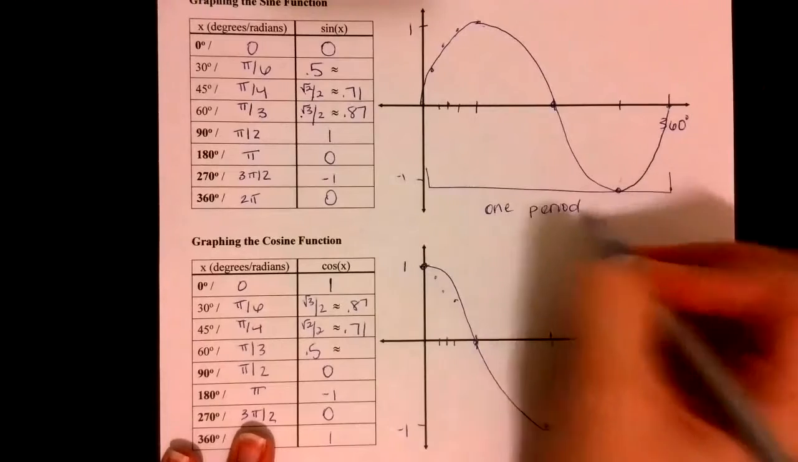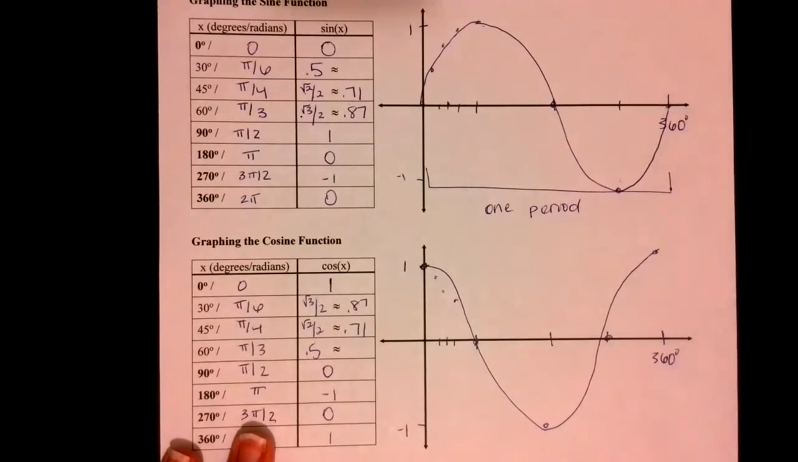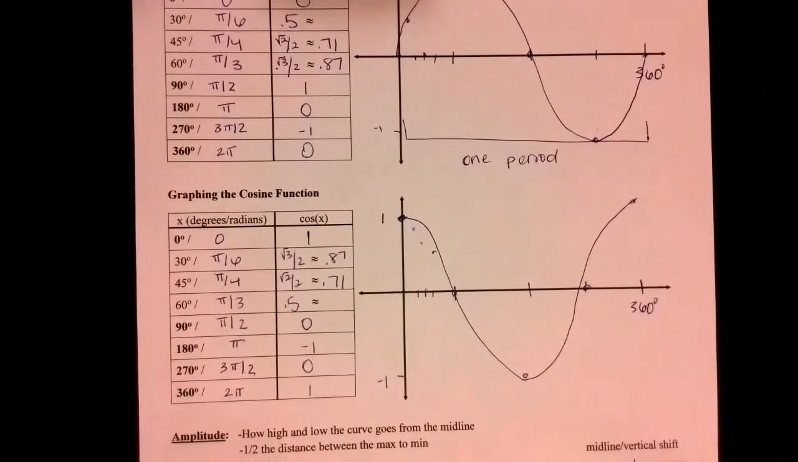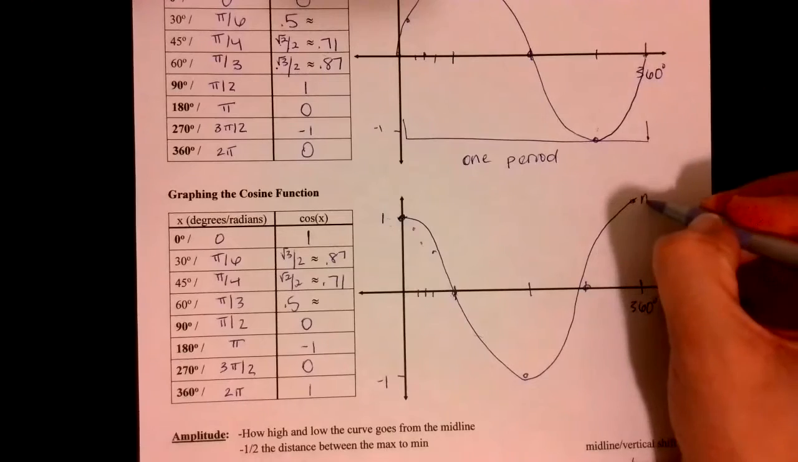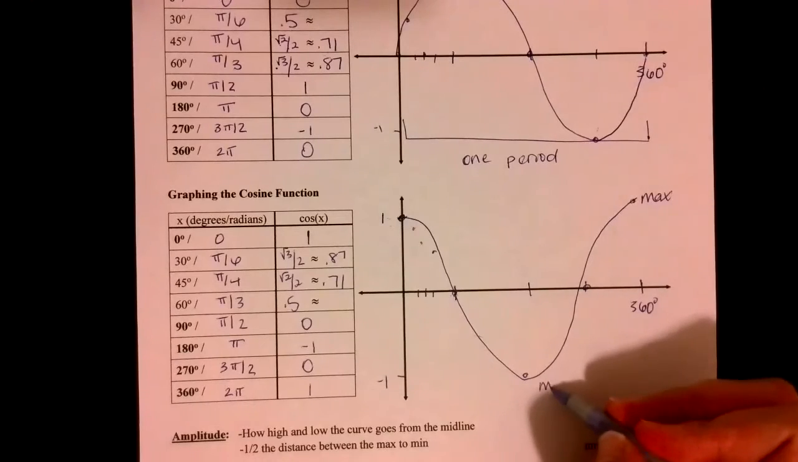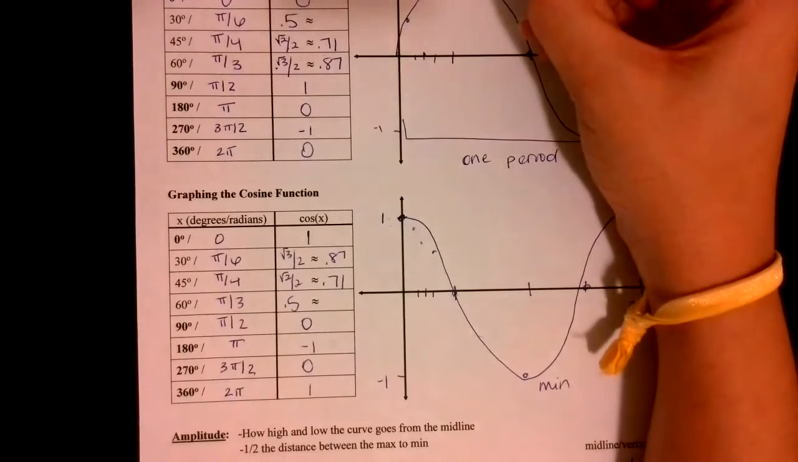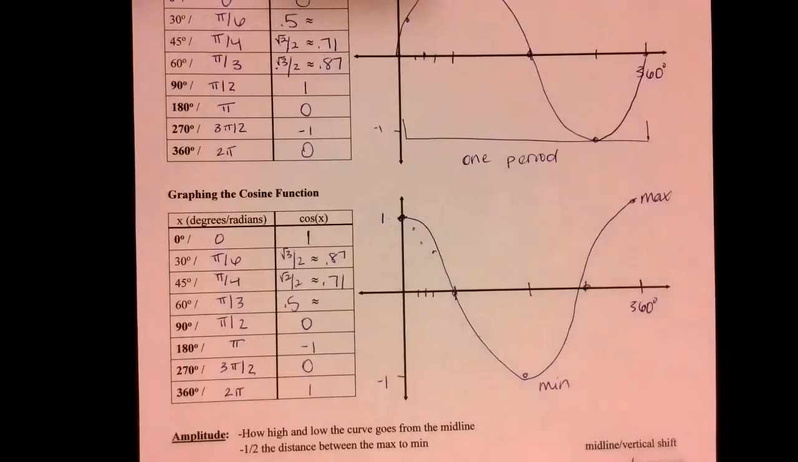So from 360 degrees, it would start to go up more, back to the maximum, it would just start to repeat. Okay. And then cosine starts at its maximum, and then it goes to the middle, all the way down, back to the middle, all the way up to the maximum. So when we talk about max versus min, we are talking about the y.